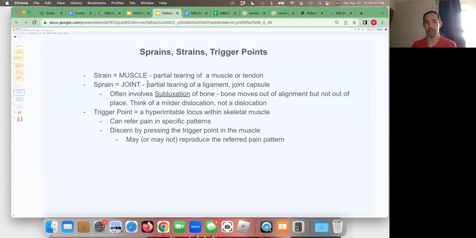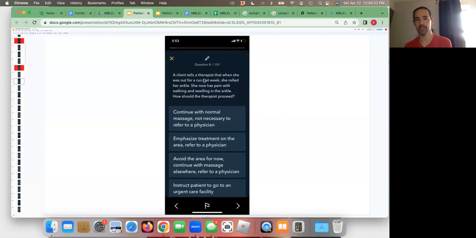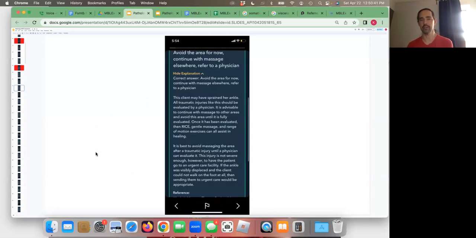A sprain involves the joint and can have tearing of the ligaments or the joint capsules. A strain can have partial tearing of the muscle or partial tearing of the tendon. So in either case, a sprain or a strain, definitely in the rolling of an ankle, you want to avoid massaging the joint, massaging the area, the ankle itself. Also avoid range of motion for the ankle, the foot, and probably the knee. So it's avoid the area for now, continue with massage elsewhere, refer to a physician.